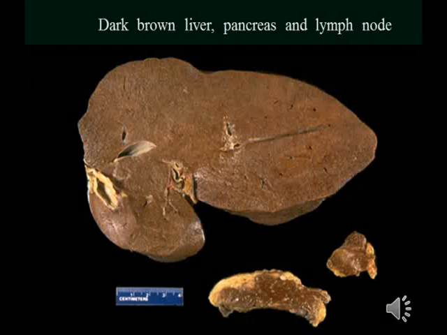So this is a gross picture of the liver showing hemochromatosis. You can see the liver is uniformly enlarged and chocolate brown in color due to the accumulation of iron granules. And this is the pancreas and lymph node.